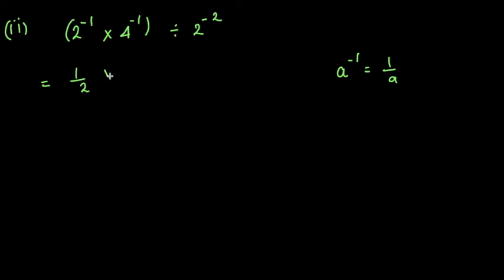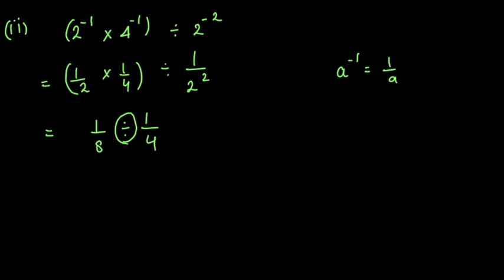And what do we have here? Into 1 upon 4, to be divided by 1 upon 2 square. What does it become? 1 upon 8 divided by 1 upon 4 expanded. Now in division, when you change this to multiplication, we take the reciprocal. So this gives you 4 upon 8. It means your answer is 1 upon 2. So we have used this law to solve this question, where we have written A inverse as 1 upon A. Now let's see what is there in the third part.